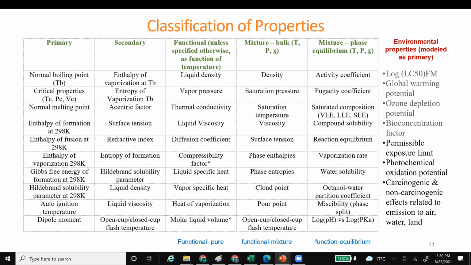And finally, what we call the environmental properties. So this is where we add more information on the hazardous, environmental hazardous effects, because we have toxicity, global warming, ozone depletion, bioconcentration factor, permissible exposure limit, and so on. So these are all the different properties that can be needed. And in our database and corresponding property models, we have close to 100 properties and their models.